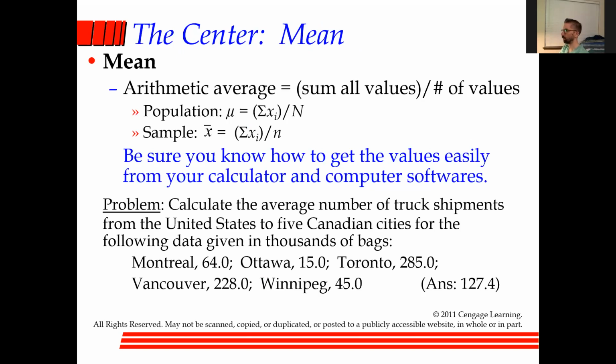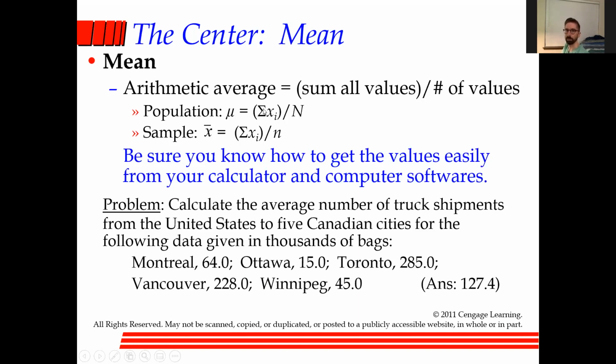So the center is the mean. One of the measures of center is the mean. The mean is very easy to calculate. You basically sum up all of the values in the data set and divide by the number of values. And it's true whether it's the population or a sample. Now, the formula for the population mean is this.